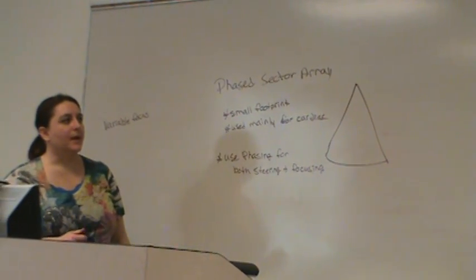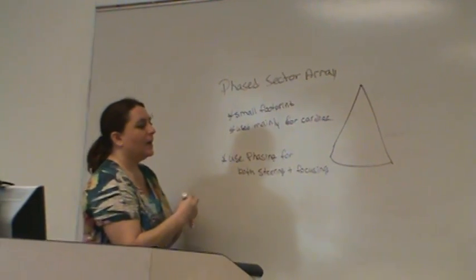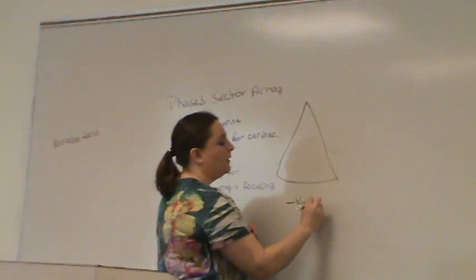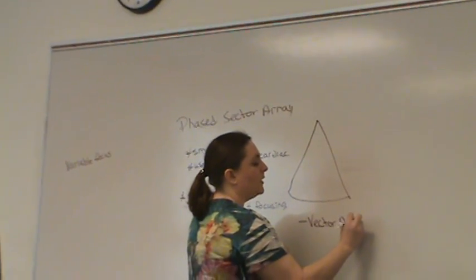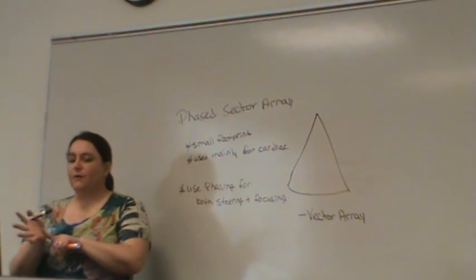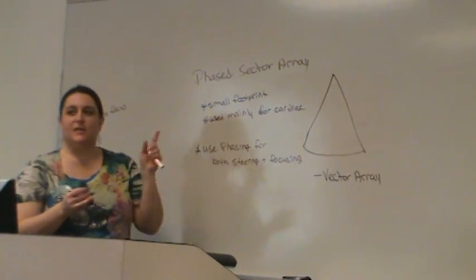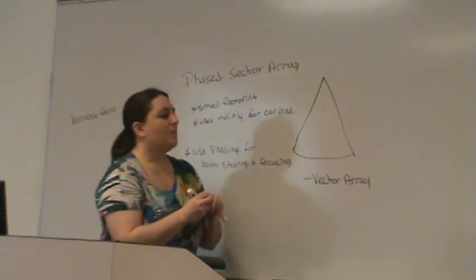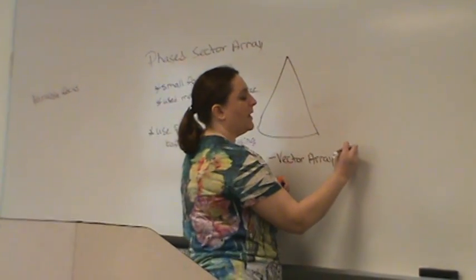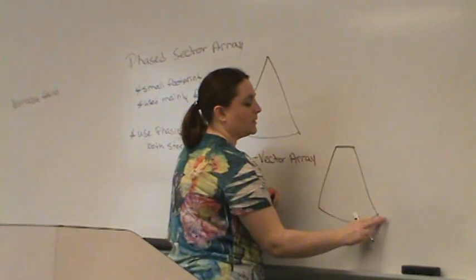What else was I going to say about that? There's something called a vector array. Depending on where you're studying, or if you've looked at any other references, you may have come across the idea of a vector array. A vector array is very similar to this, but instead of everything coming up to a point, it has a flat top. It kind of looks like that.